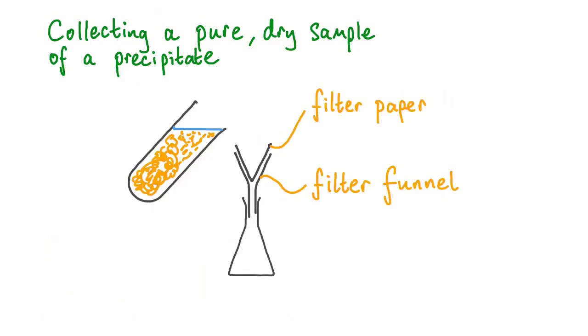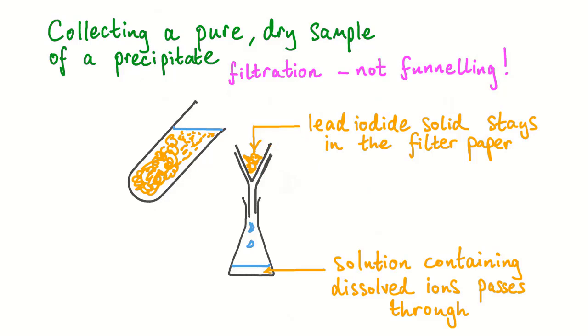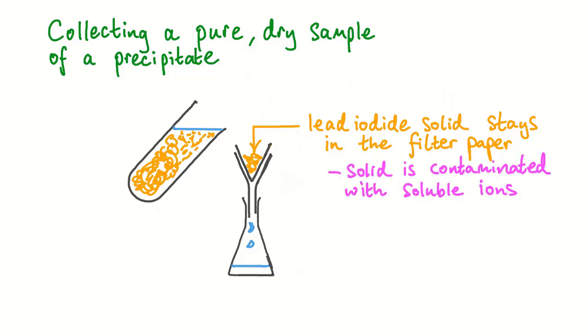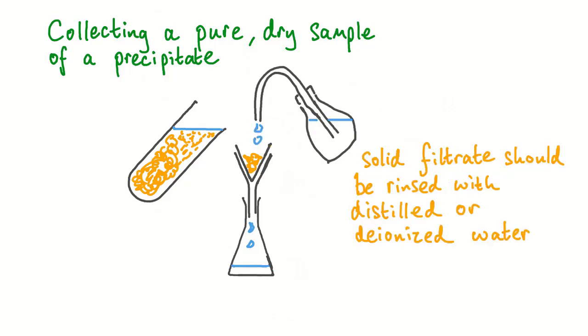A piece of filter paper and a filter funnel would be used for this task. This procedure is called filtration, not funneling as is often believed. The yellow lead iodide solid will not pass through the filter paper, whereas any solution will drop into the flask that supports the funnel. The yellow lead iodide that remains on the filter paper will be contaminated with other dissolved ions. The solid filtrate should therefore be rinsed with distilled or deionized water whilst it's in the filter paper.